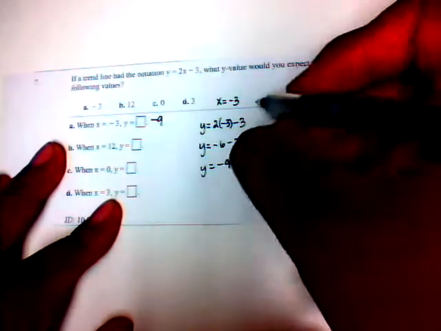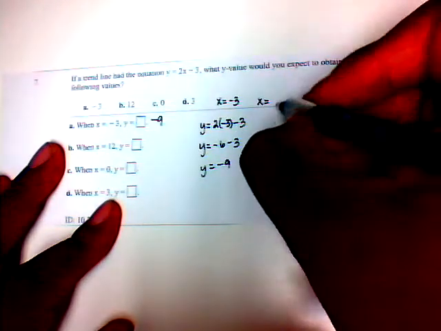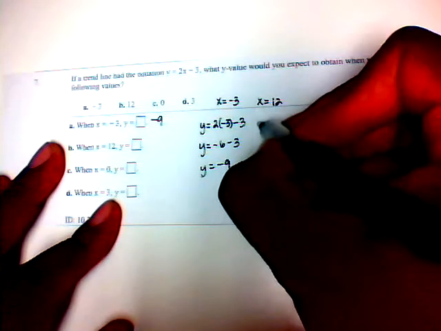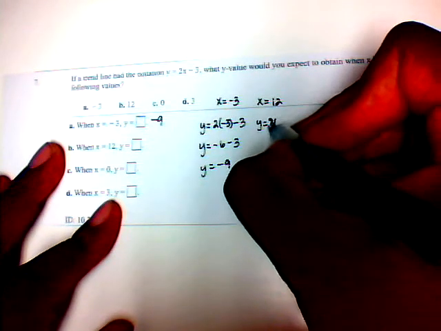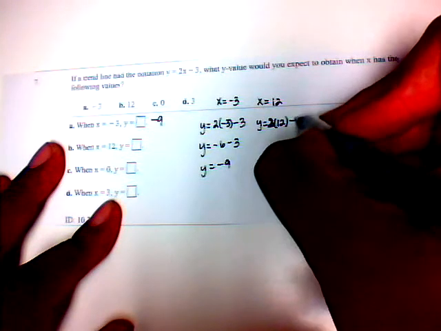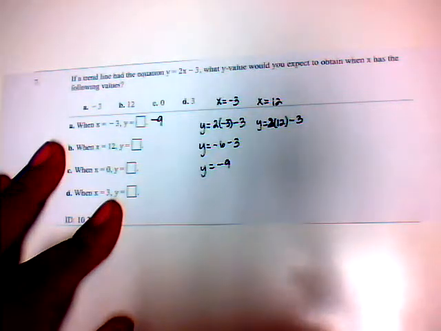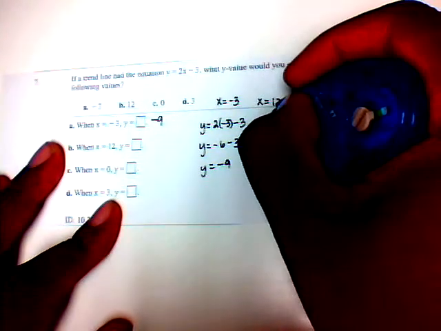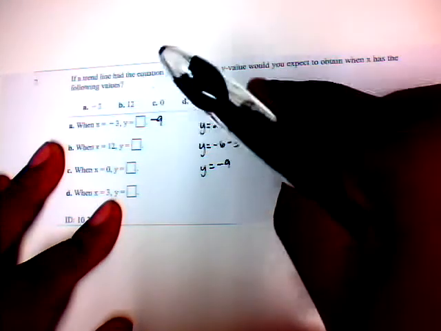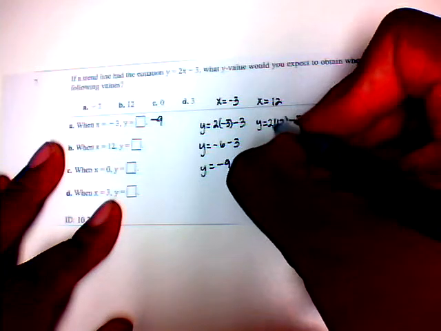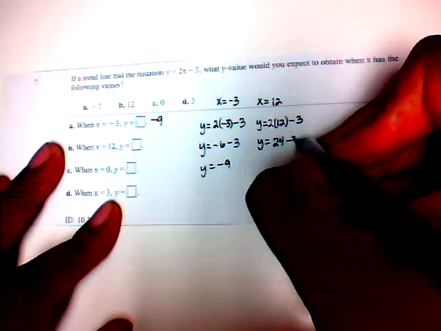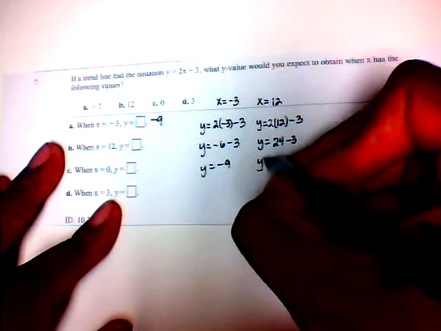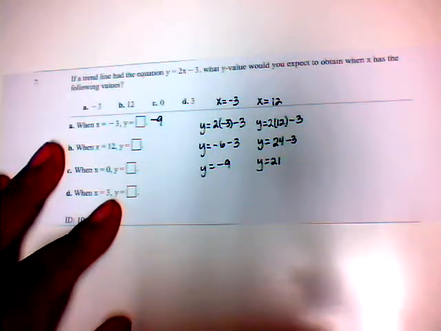So for part A, when x is negative 3, y is negative 9. Now part B, here x is equal to 12. So now y is equal to 2 times 12 minus 3. Okay, that's a 2 right here. So that's 2 times 12 minus 3. So 2 times 12 is 24. 24 minus 3 is 21. So y is equal to 21.